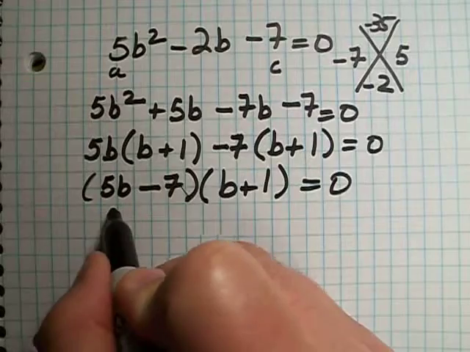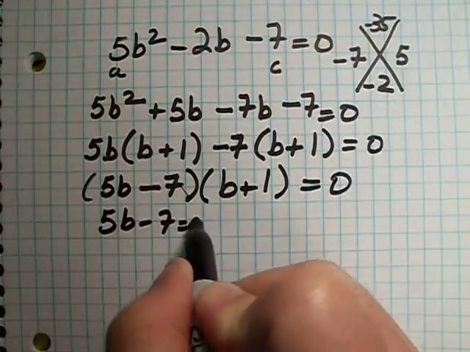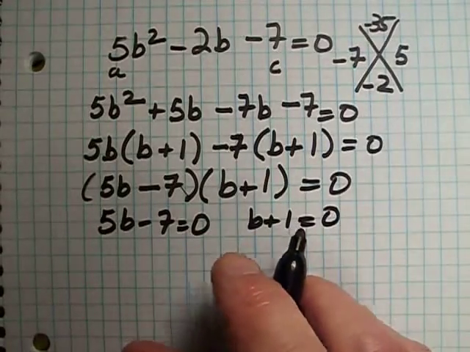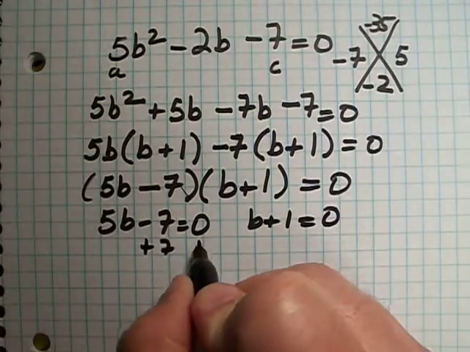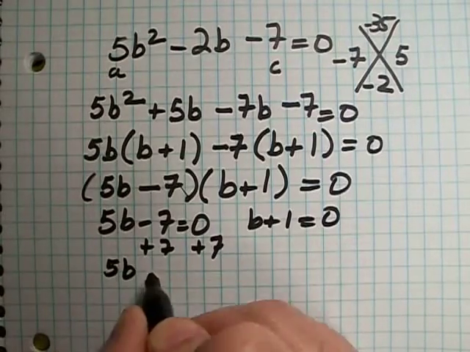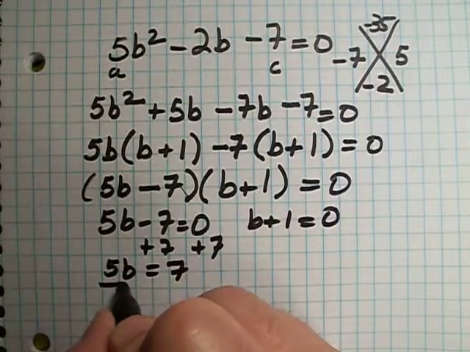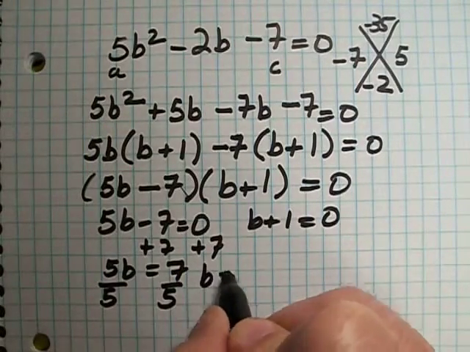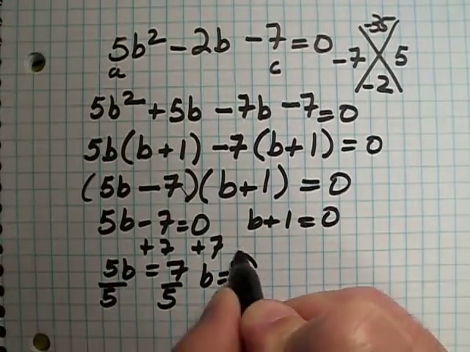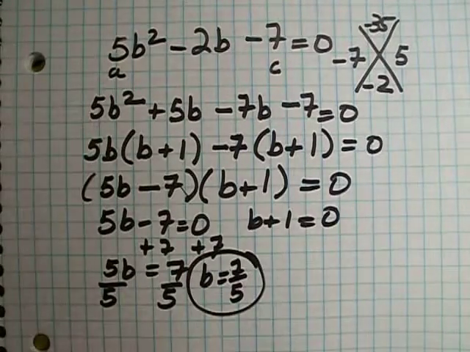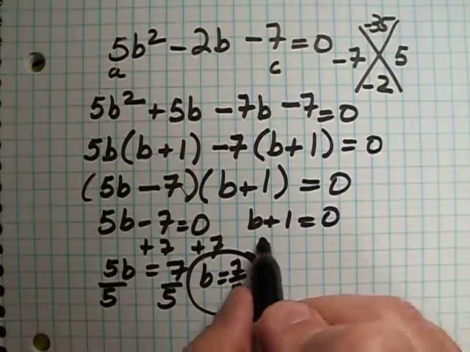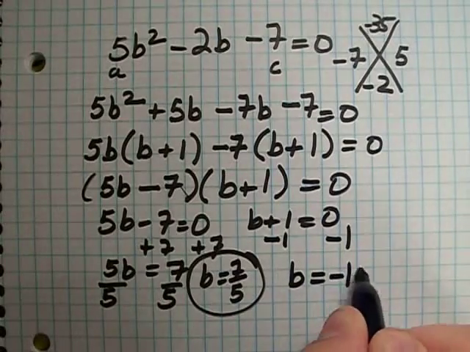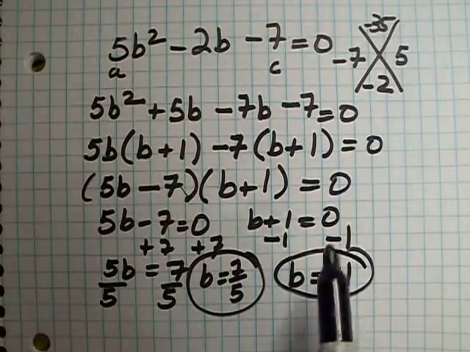Okay, now I set them to 0. 5b minus 7 equals 0. b plus 1 equals 0. Now I isolate the variable, plus 7, 5b equals 7. Now I divide by 5. I'm going to leave it at 7/5. b equals 7/5. That's one of my solutions. Now b plus 1, isolate the variable, minus 1, b equals negative 1. Those are my two solutions.